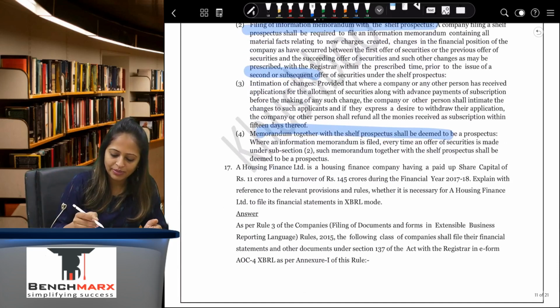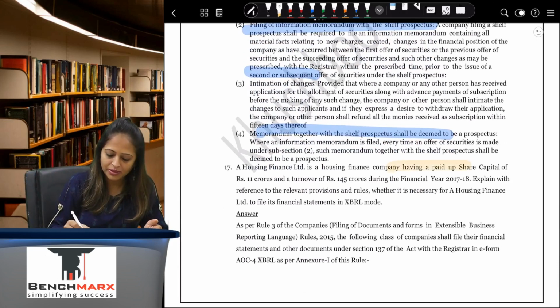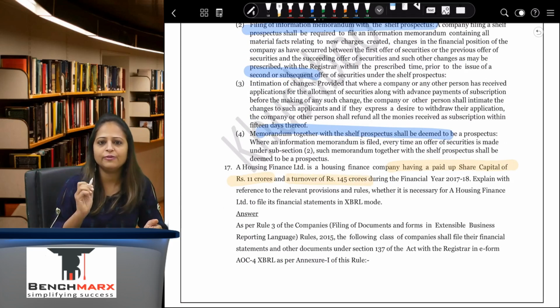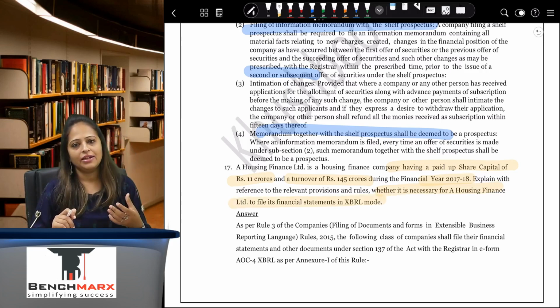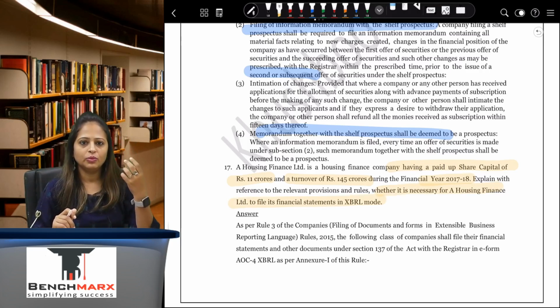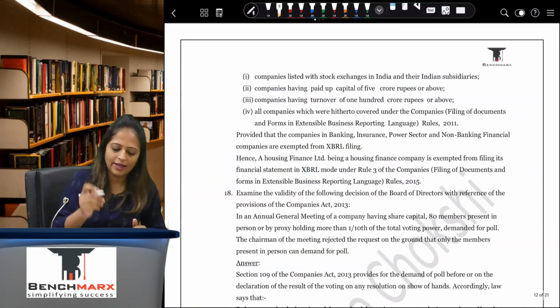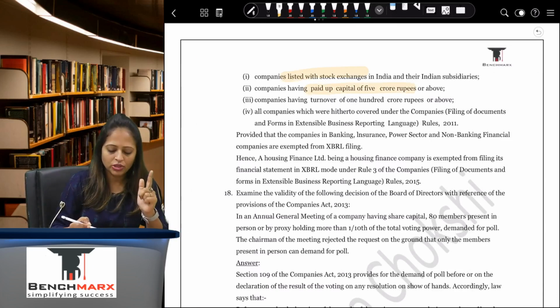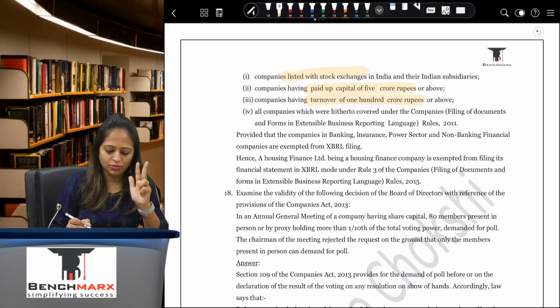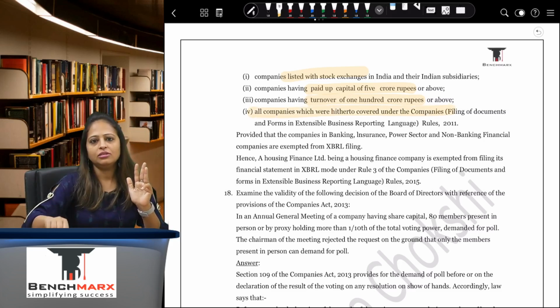A housing finance company is a finance company having paid up share capital of 11 crores and turnover of 145 crores during the financial year 17-18. Explain with reference to the relevant provisions and rules whether it is necessary for a housing finance company to file the statements in XBRL mode. So now think, which are the companies required to file the statements in XBRL mode? You have companies listed on the stock exchange, companies with paid up capital of 5 crores or more, companies with turnover of 100 crores or more, and any other companies covered under the particular rule.